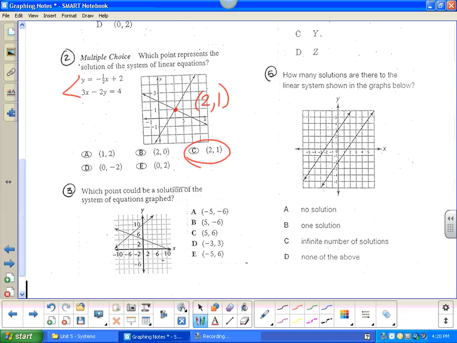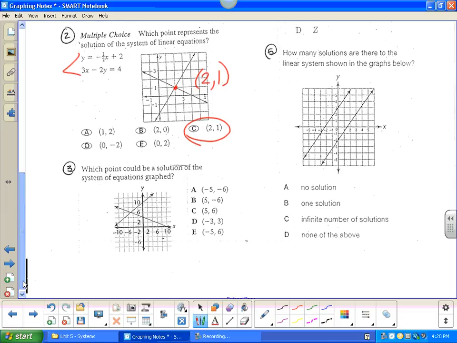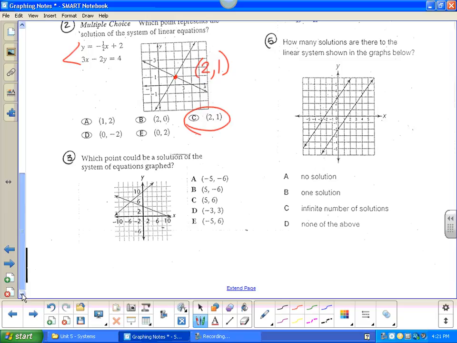Number 3, which point could be a solution to the system of the equations graphed? Again, it's already graphed for me. The reason I added this one is because, if you can tell, each block is 2 units. So when I try to get to this point right here, it's left 2 and then 4 and then half of another block. So it looks like it's left 5 and then up 2, 4, 6.